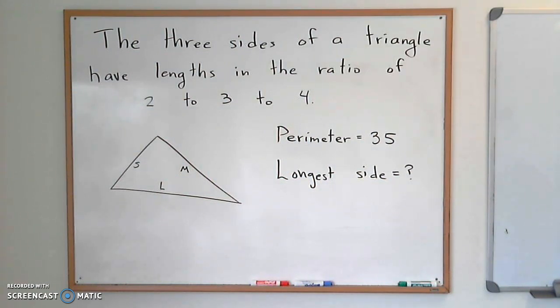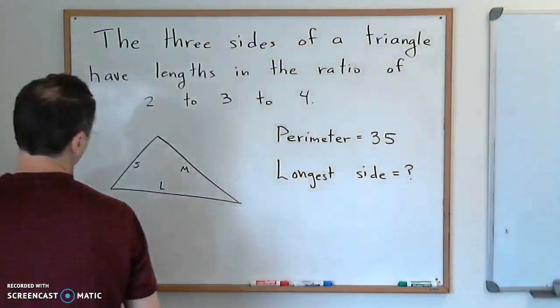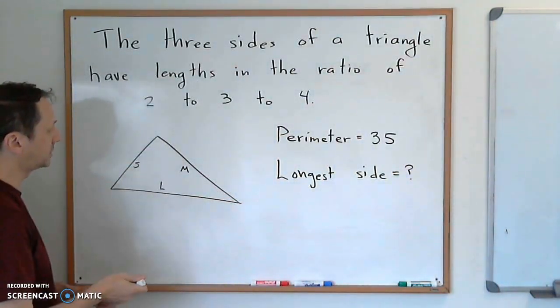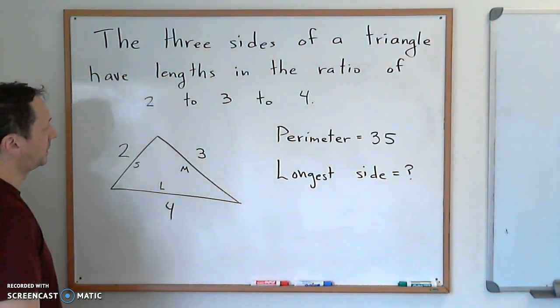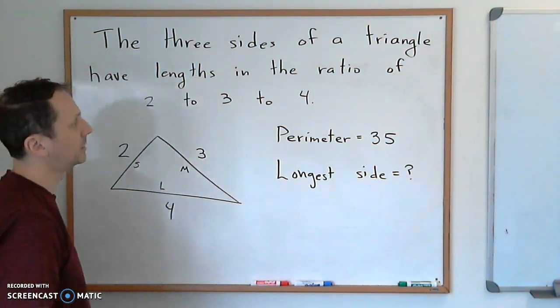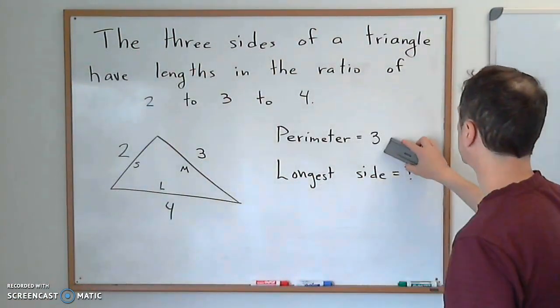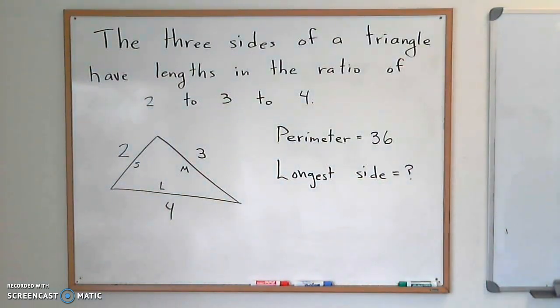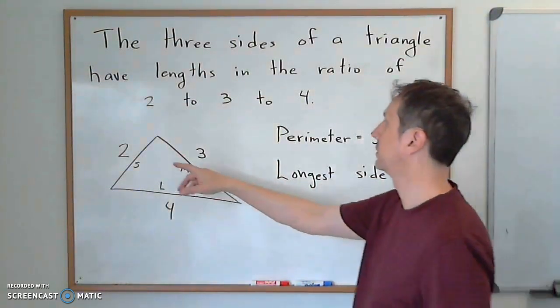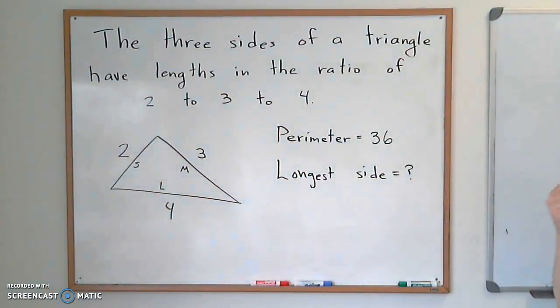So many students really get baffled by this kind of question because they see the numbers 2, 3, 4, and they draw a triangle that has short, medium, and long sides, and then they label them with 2 and 3 and 4. And then if you add these numbers together, you get 9. Oh, actually, I'm going to change this number to a 36 to make it a little easier. Anyway, if we add these numbers together, we get 9. And then the student says, okay, the perimeter of this triangle is 9.